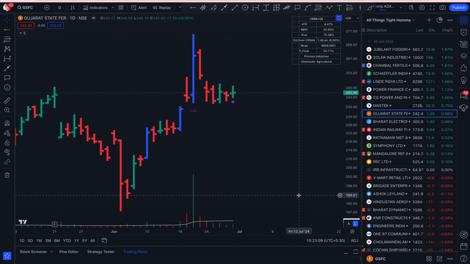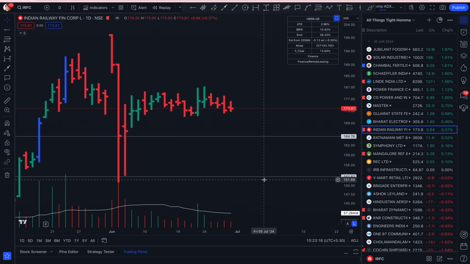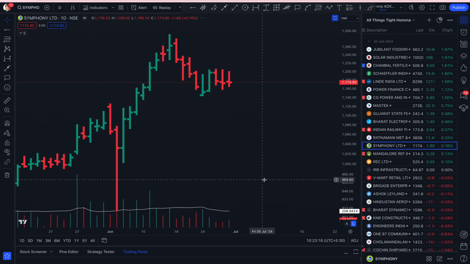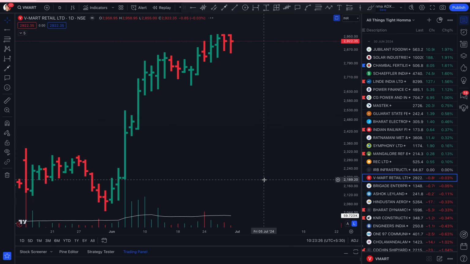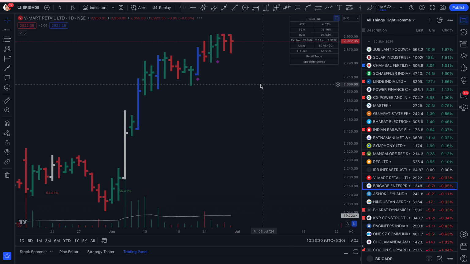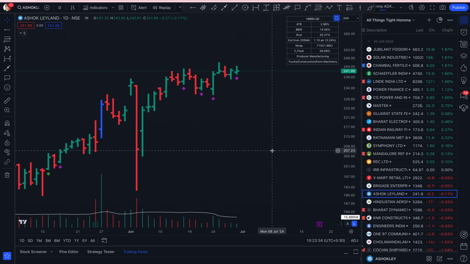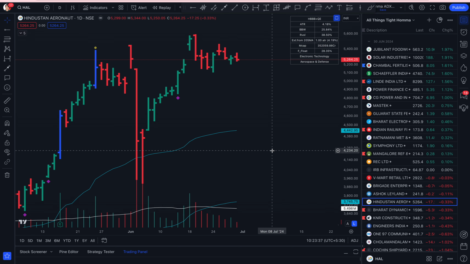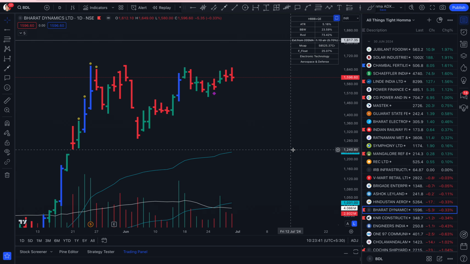Volumes, and then buy before breakout is also here, HVE. BEL, tight. IRFC, tight. Ratnamani, tight. Symphony, tight. REC, tight. IRB, tight. And this, I don't like it, but still, because it's 4-day tight, it's coming in the scanner. Brigade, tight. Ashok Leyland, tight. Hindustan Aeronautics Limited, very tight. BDL, amazingly tight. Someone also shared this on the group.